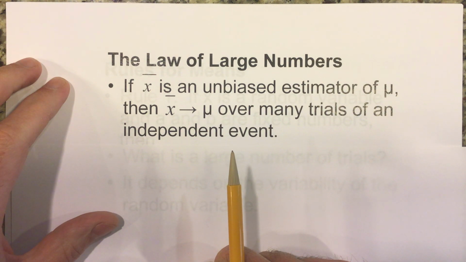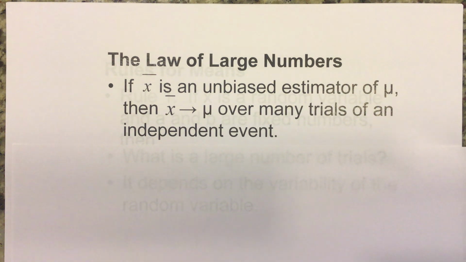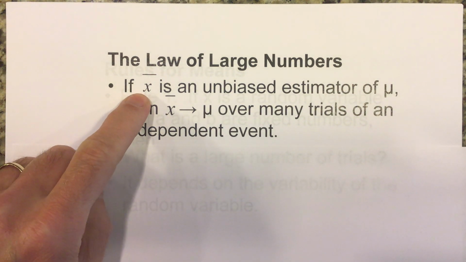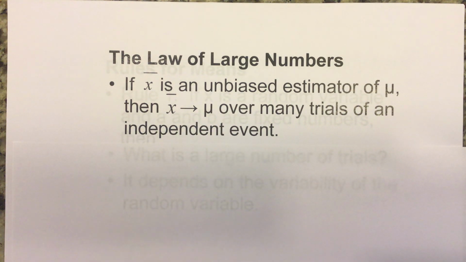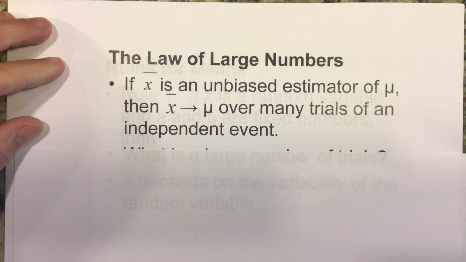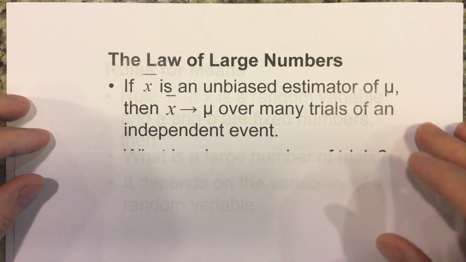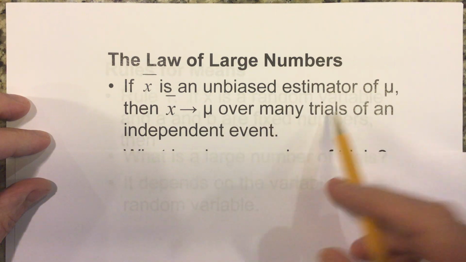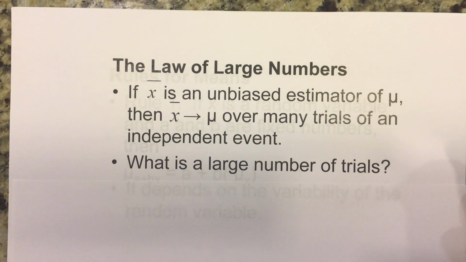So that's what I've been saying over and over again. If we do this many, many, many times, this is where we're headed, right? The mean that we observe will target or approach the true theoretical mean. And that's all the law of large numbers says. So pretty straightforward. I think that makes sense to everybody. But it does beg the question, over many trials. Well, how many is many, right? What's a large number of trials? How many do I need to do for x bar to approach mu?